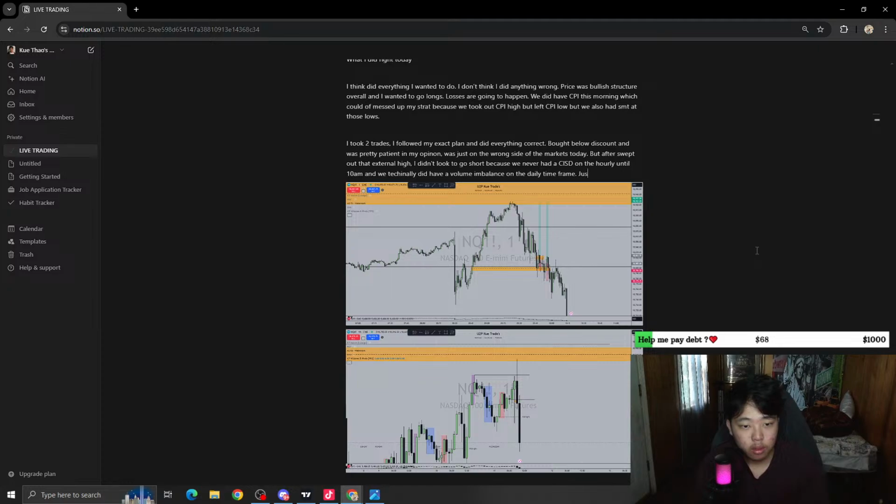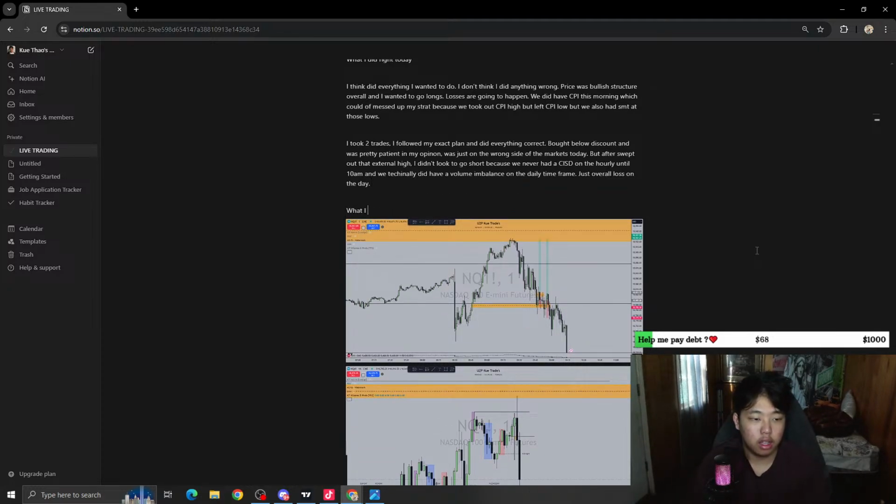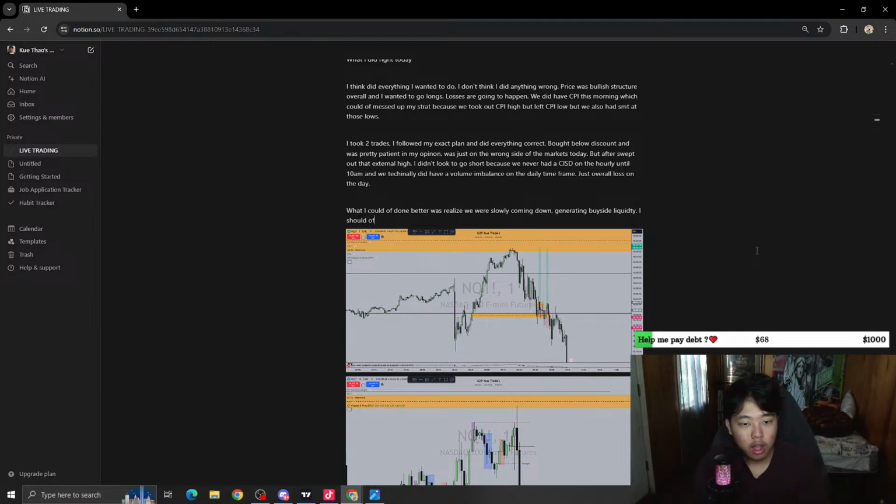Just overall lost on the day. What I could have done better was realize we were slowly coming down, generating buy side liquidity. I could have waited for more structure for longs, or I could have waited for displacement through a high.